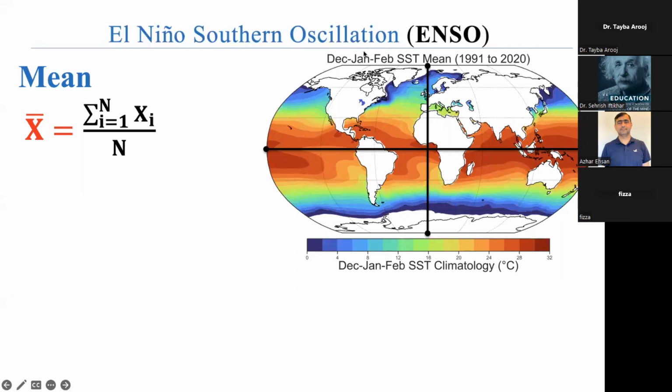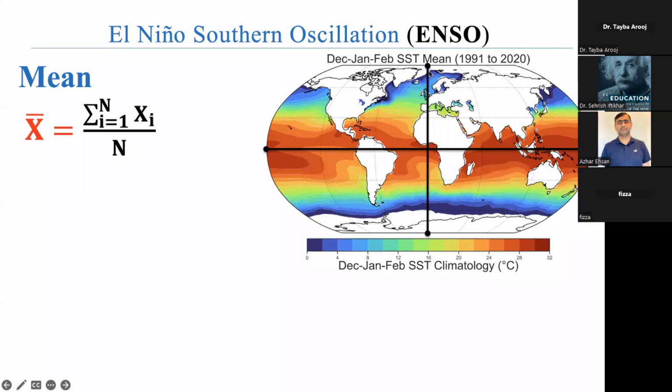So this is December, January, February sea surface temperatures mean over 1991 to 2020, the last 30 years. In climate science, we also call it climatology, and it's in degrees Celsius. This is the scale. Different colors show different numbers. It's by 2 degrees. So I started from 0, then 2. The next color shows the value 4, 6, and 8, and so on. It goes up to 32. And you see some pattern here.